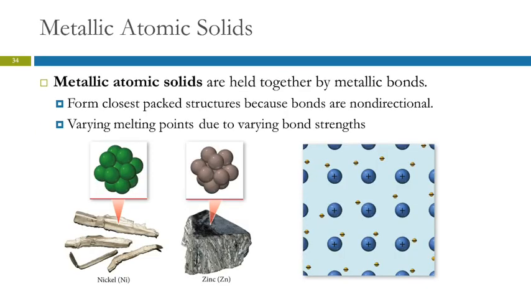Metallic solids, metal atoms held together by metallic bonds. And these also form closest packed structures. The melting points vary because the strength of the bonds varies. Earlier we talked about the electron sea model for metallic bonding. Here you have individual metal atoms and their valence electrons are held quite loosely.